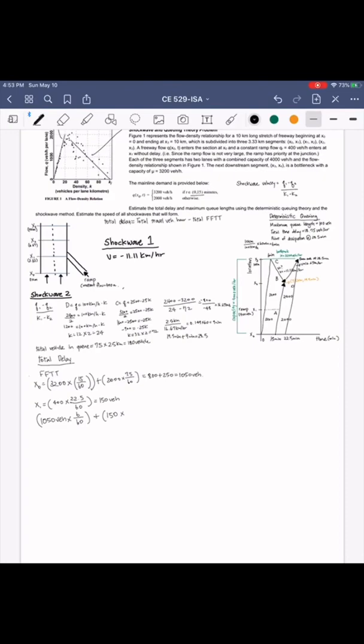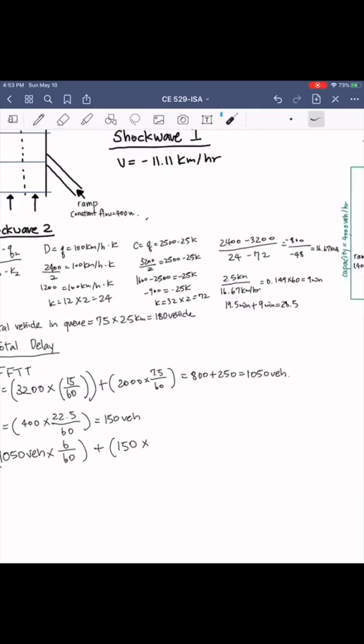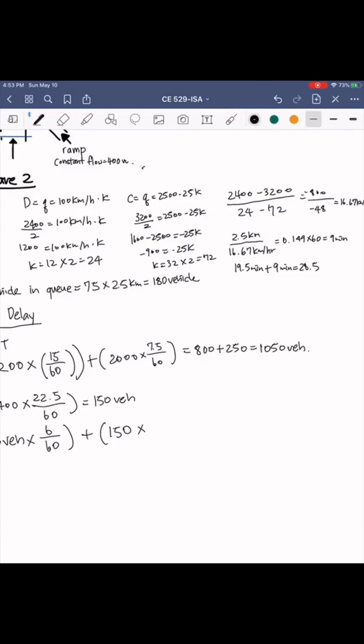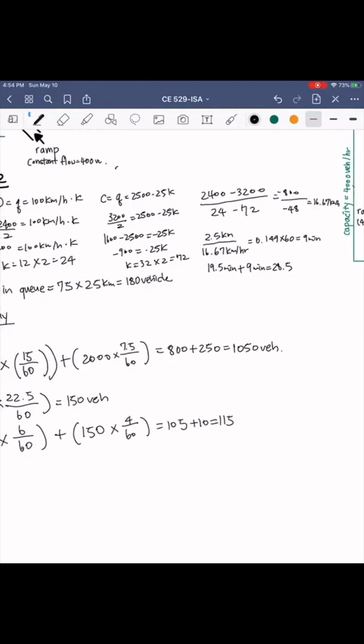times, because they entered at x1, which is at 3.33, and this is like 6.67. They would only take 4 minutes to get to the x3, so it'll be 4 over 60, which is, let me put this in the calculator, it's 105, and plus 10 is 115 vehicle hours in total.